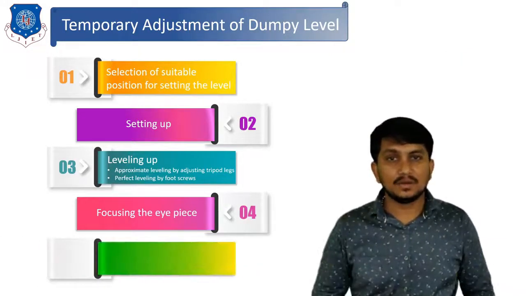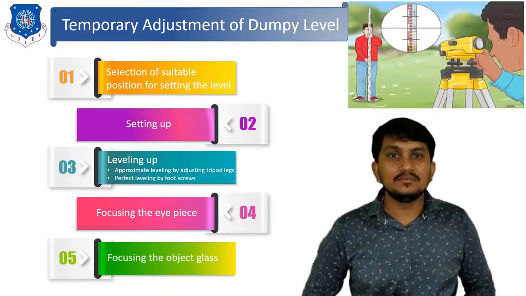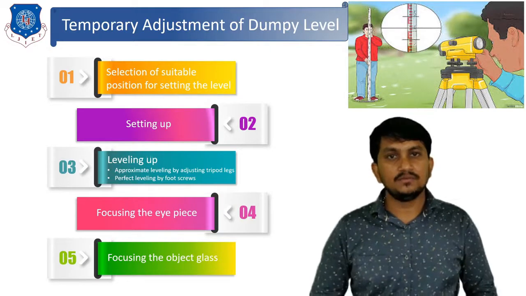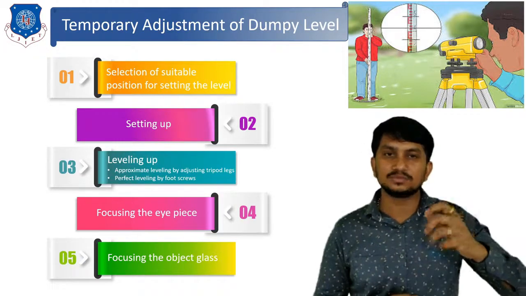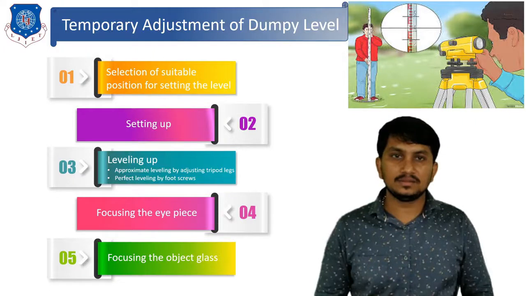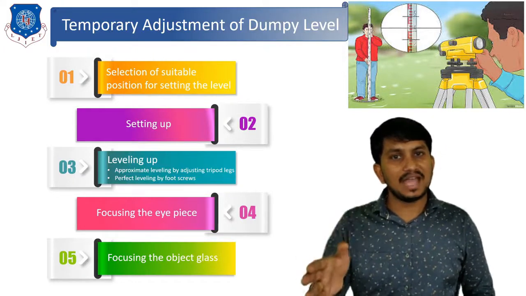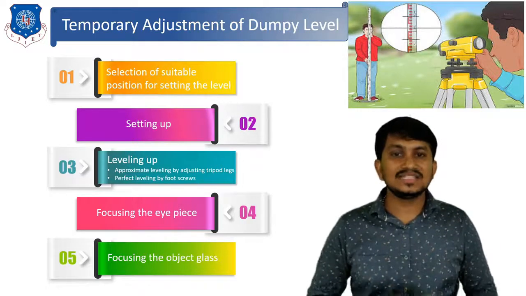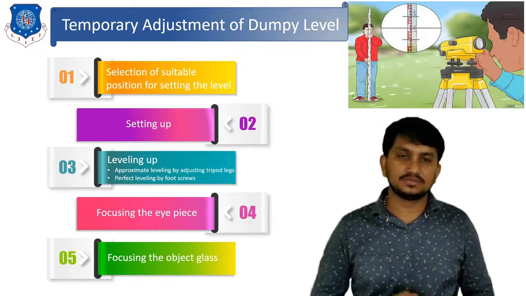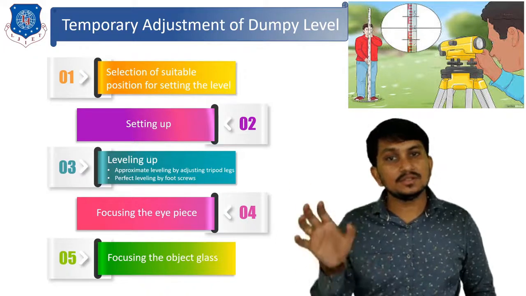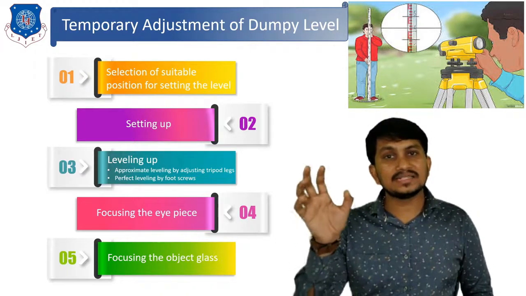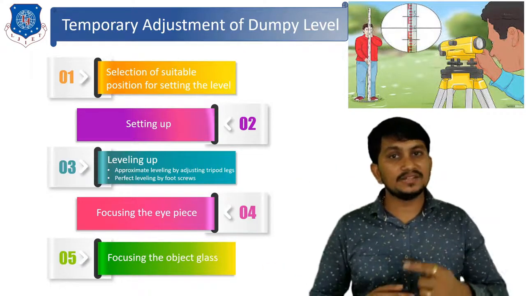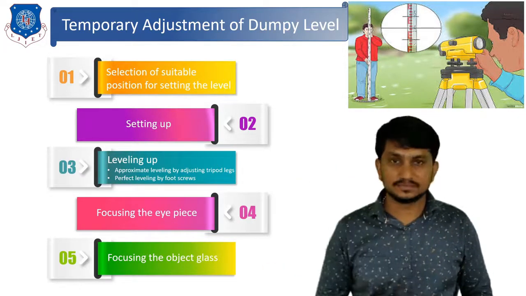And the last step of temporary adjustment is focusing of object. For focusing of object, we use the focusing screw. It is done to bring the image of the object exactly in the plane of the crosshair. This is why focusing of object is carried out. These are the 5 steps of temporary adjustment of dumpy level. After doing these steps, we can take our first staff reading.